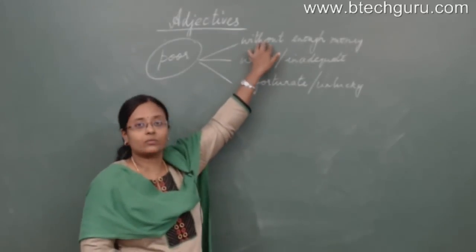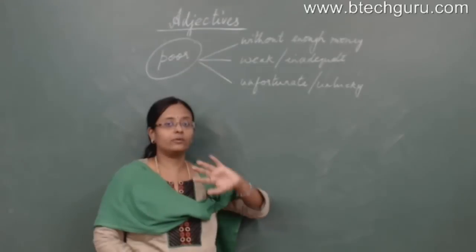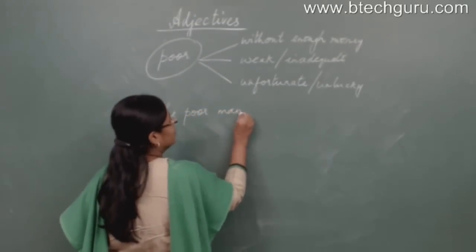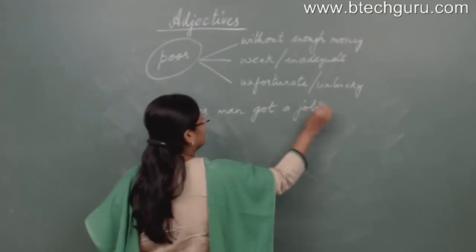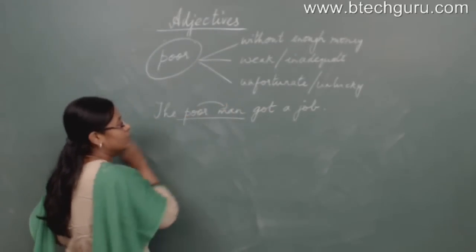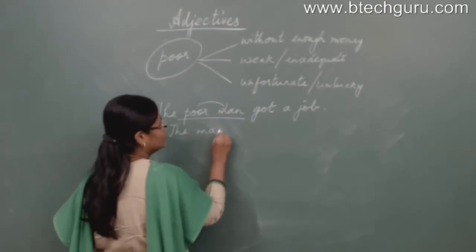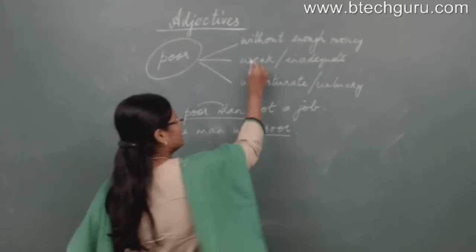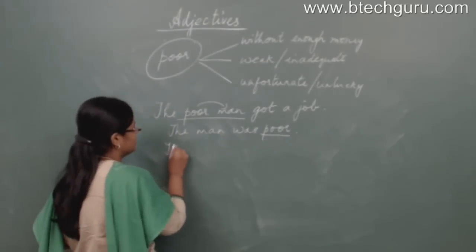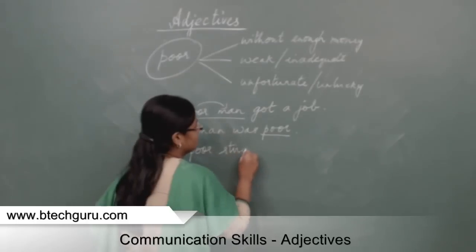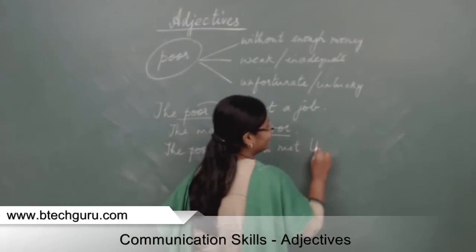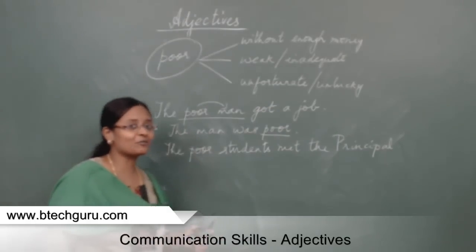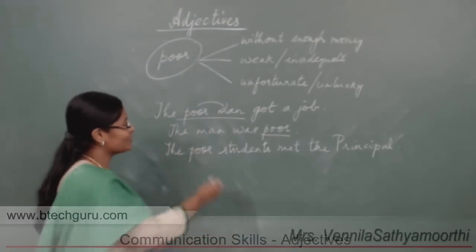So when used in this sense, without enough money, it can be used both ways, attributively and predicatively. See, the poor man got a job. It is used attributively, just before the noun. The man was poor. In both these sentences, it talks about the first level of meaning, without enough money. But if you want to talk about this, the poor students met the principal. It's a kind of punishment where the poor students or the parents of the poor students are asked to come and meet the teacher, right?